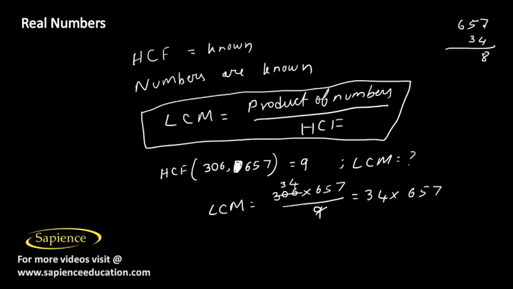7 4s are 28, 5 4s are 20 plus 2, 22, 6 4s are 24 plus 2, 26, 7 3s are 21, 2, 5 3s are 15 plus 2, 17, and 6 3s are 18 plus 1, 19. We are getting 8, 3, 13, 12, and 2. The answer will be 22338. So using this relation, we found out LCM in a much simpler way with a lot less calculation.